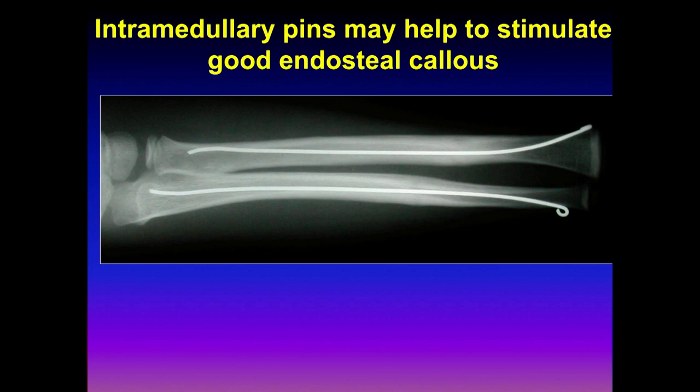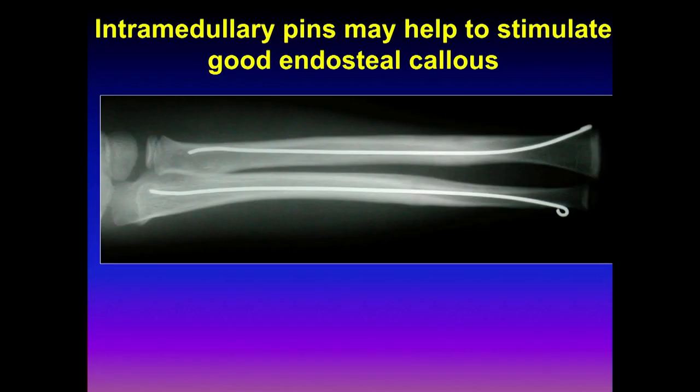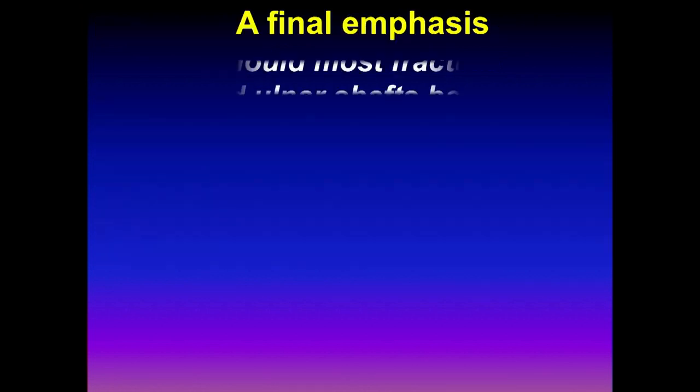He finally got the message and his fractures ceased. Should he be replaced? Well, you can try it first, see if you can do it. It would probably be difficult to replace them because you've got a lot of endosteal callus. And a lot of times, when you manipulate it, you'll just bend the pins. These are 0.62 K wires, which provide pretty good stability, but they're easily bent. Now, there's some thought that the intramedullary pins will stimulate good endosteal callus. So that may be an advantage of using those.